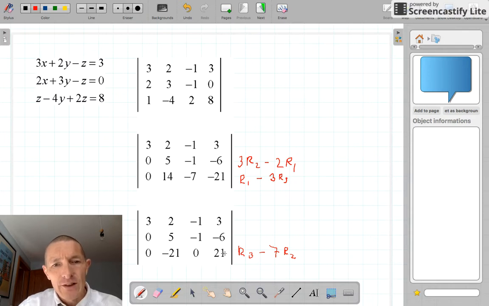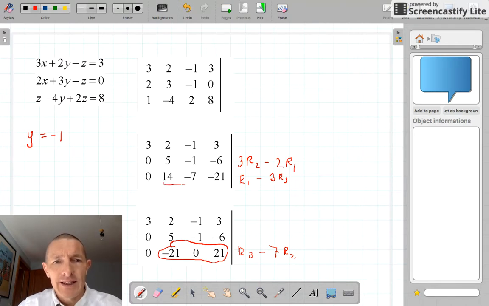And now we've got this line here. From this line here, we can see that minus 21, and this is the y column, always the y column, equals 21. So from here, I can see that y is minus 1. Now this is quite straightforward to work out all the other answers now. So y is minus 1.